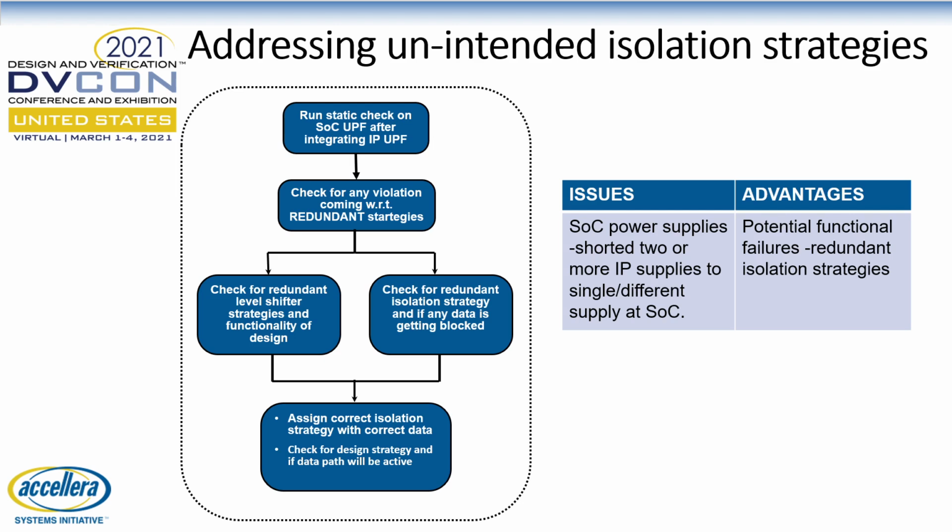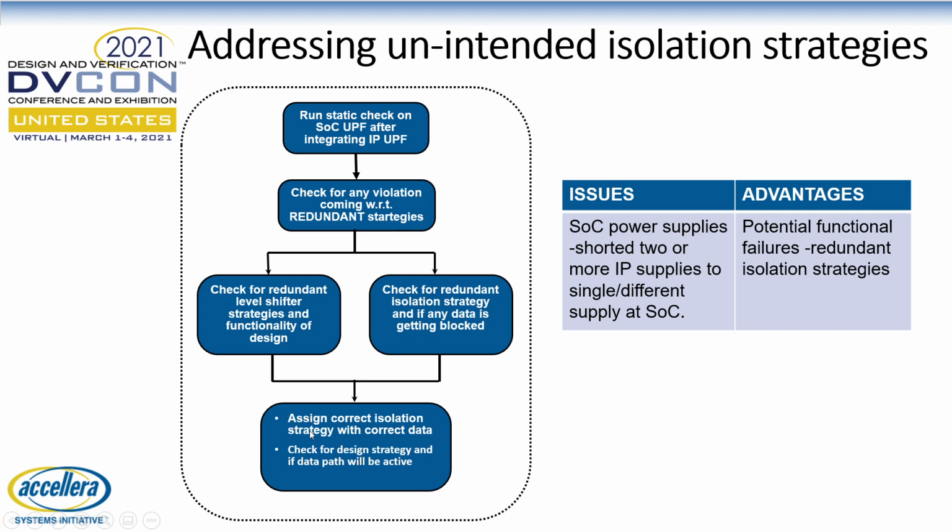So thus, by taking care of these, we avoided any silicon failures while integrating third-party IPs at SoC level and avoiding any fatal scenarios. So we integrated the IPs and then at the SoC we ran the static check. We then checked for any violation with respect to the redundant strategies, any redundant level shifter or any redundant isolation strategies. In isolation strategies, we especially took care if their data is getting blocked. Otherwise, if the enable is rightly associated, then we thought okay, it will be fine.